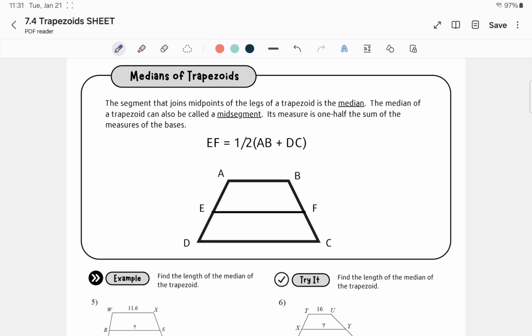And we're going to need 3 colors again because there are 3 different components here. So the segment that joins midpoints of the legs of a trapezoid is the median. So like the leg over here, like AD, the midpoint is E.